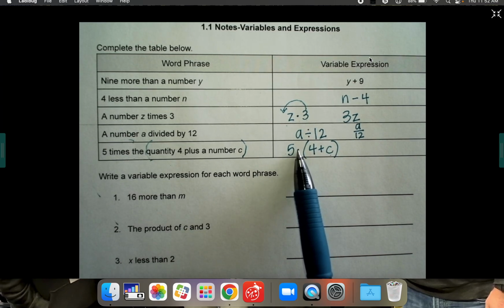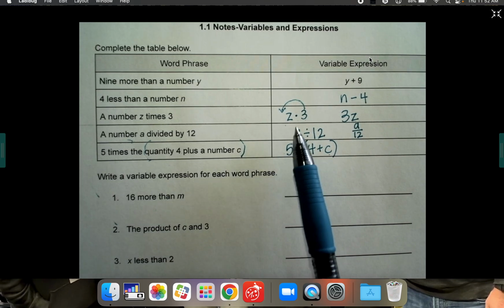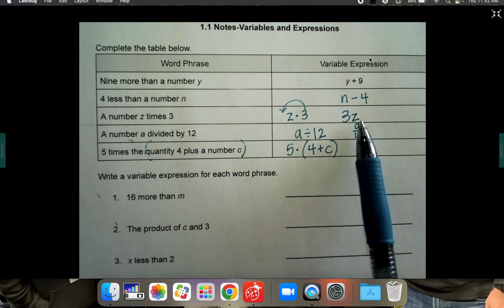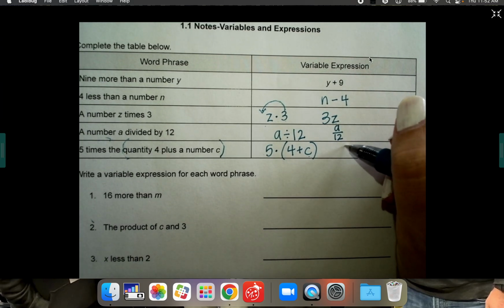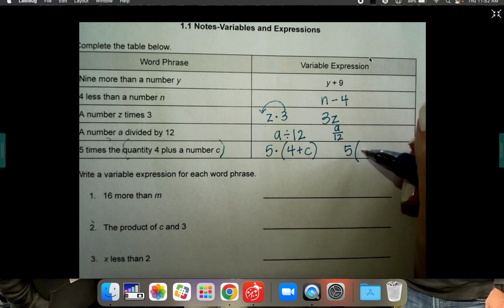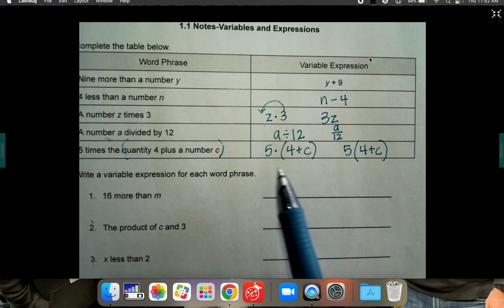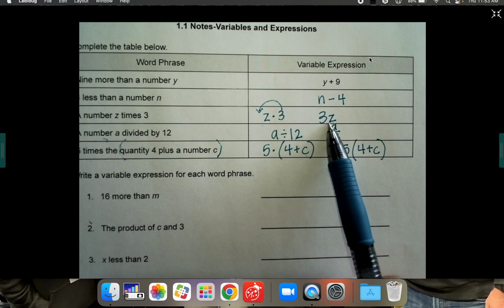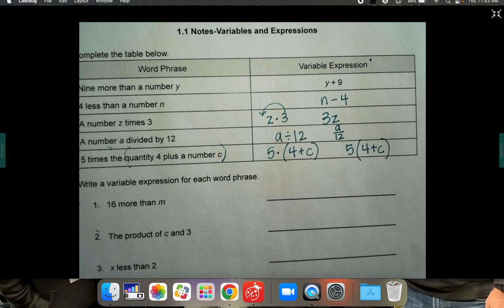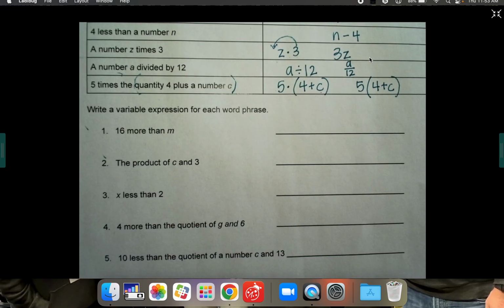Again, I really want you to, if it's being multiplied, not even use the multiplication symbol and squish it together. So a better way to write this one would just be 5 times the quantity 4 plus c. That would be ideal. This is correct, but this is better. Just like this is better, just like this is better. It's how you'll see it more often. So just get in that habit now.